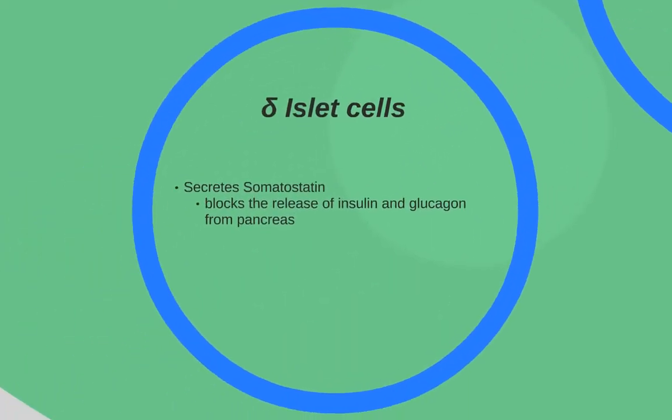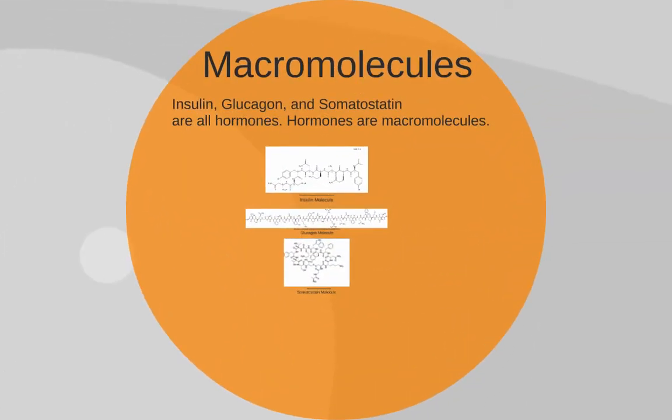Delta islet cells secrete somatostatin. Somatostatin blocks the release of insulin and glucagon from the pancreas. Insulin, glucagon, and somatostatin are hormones.